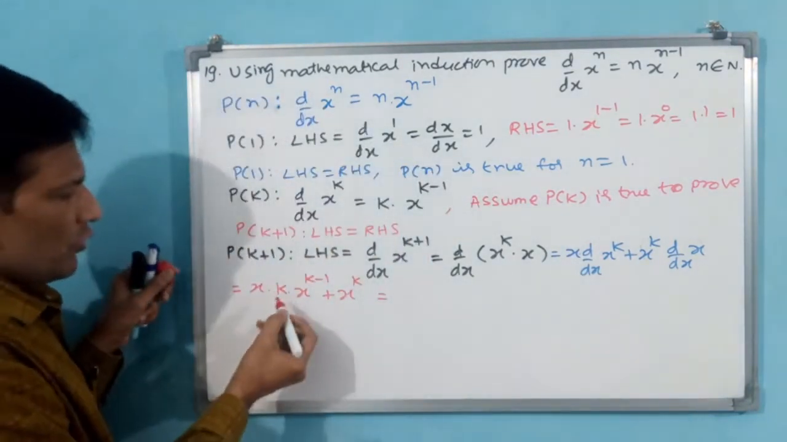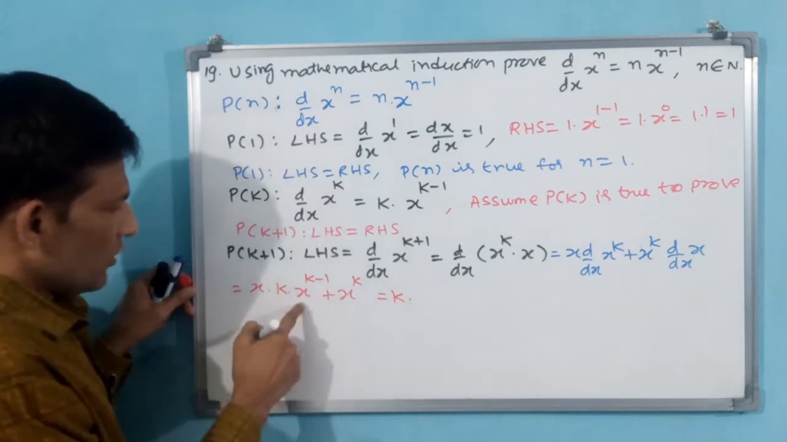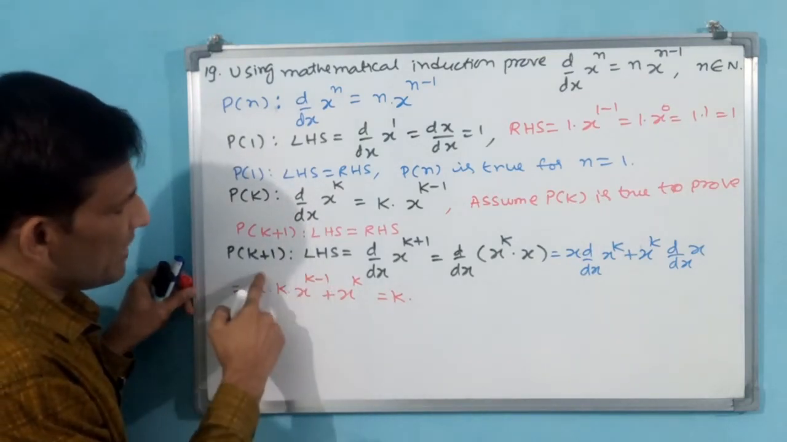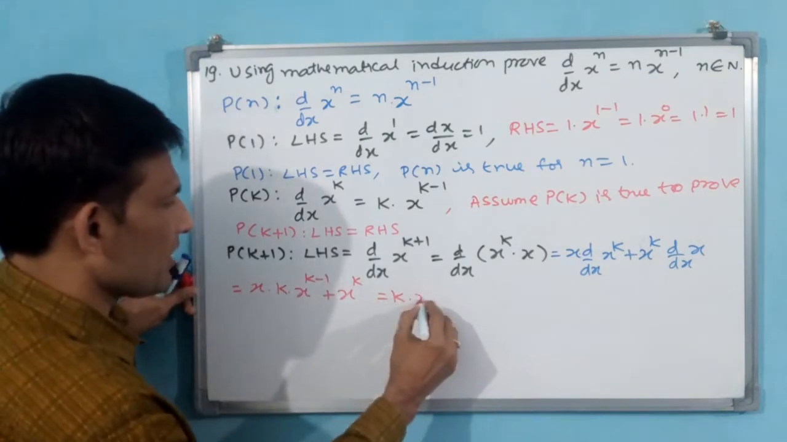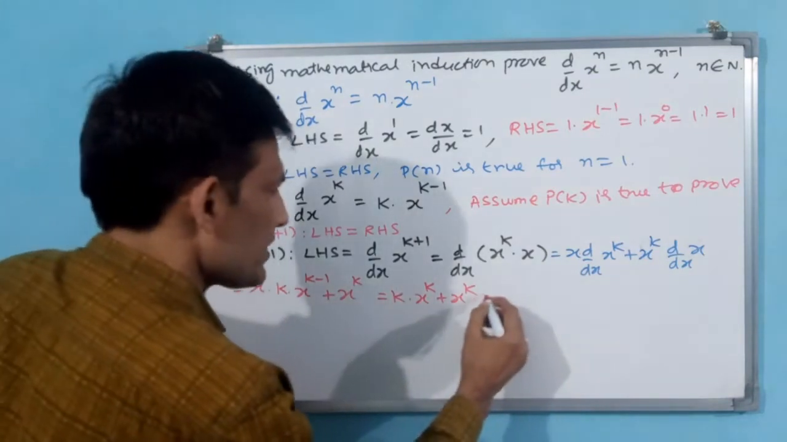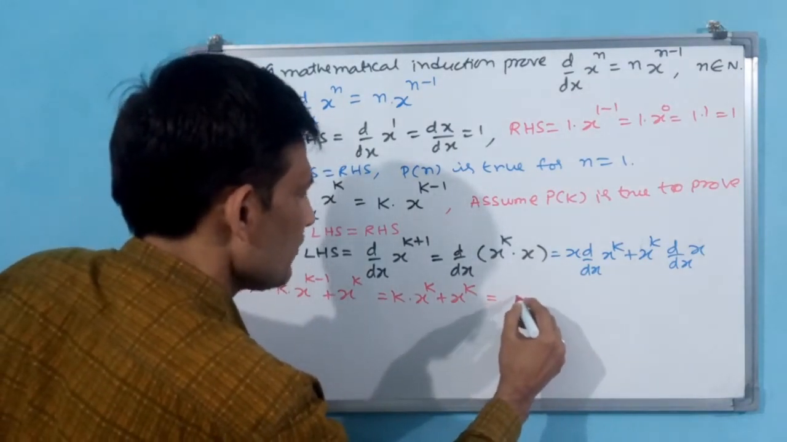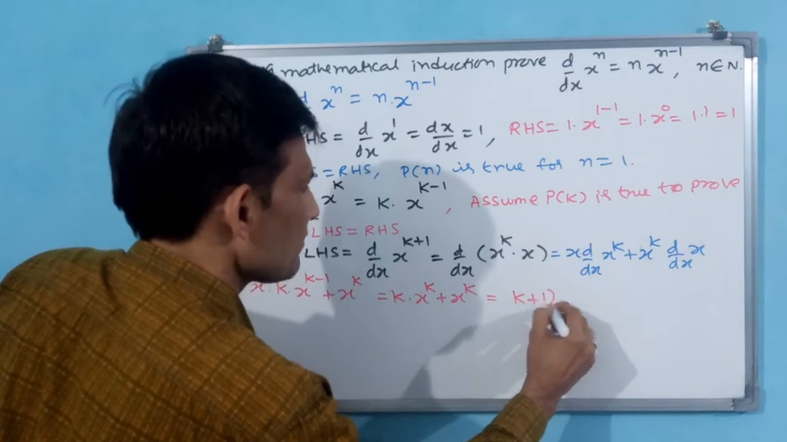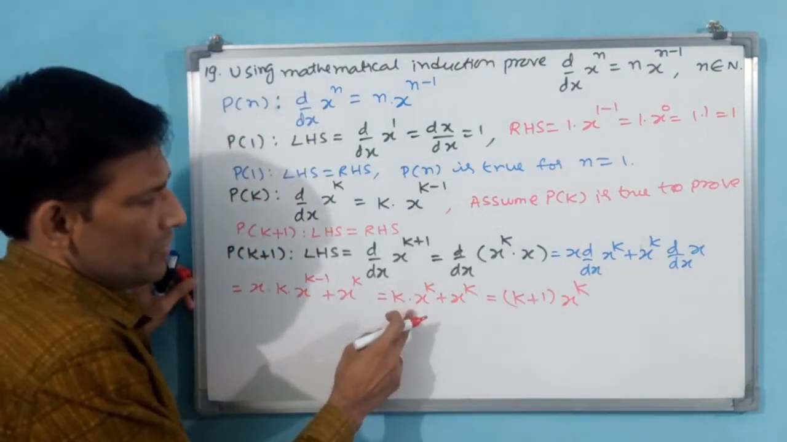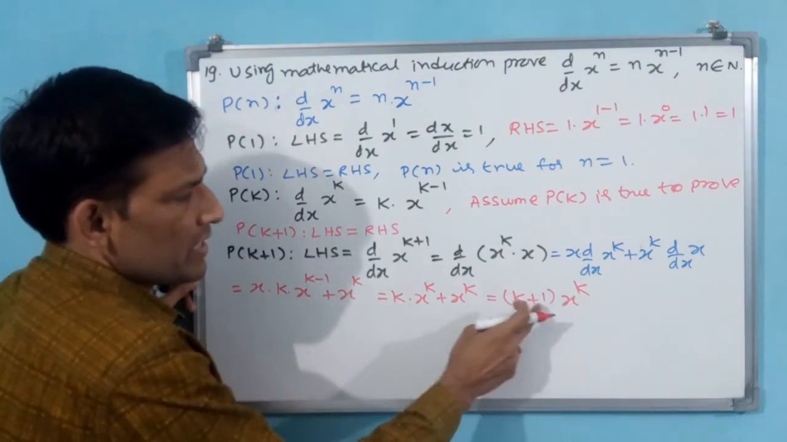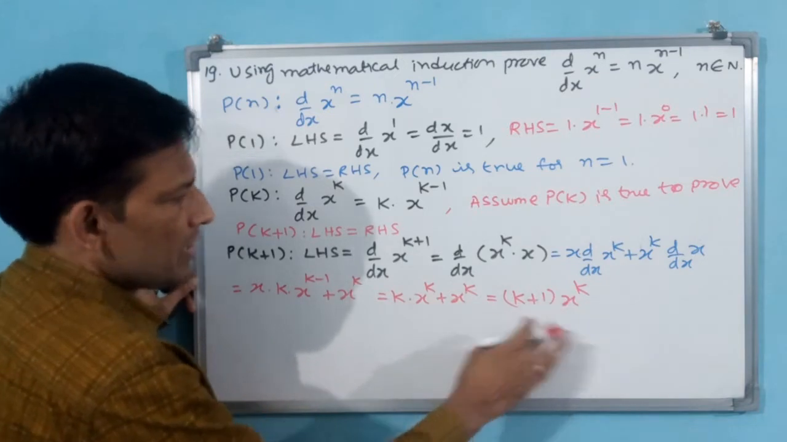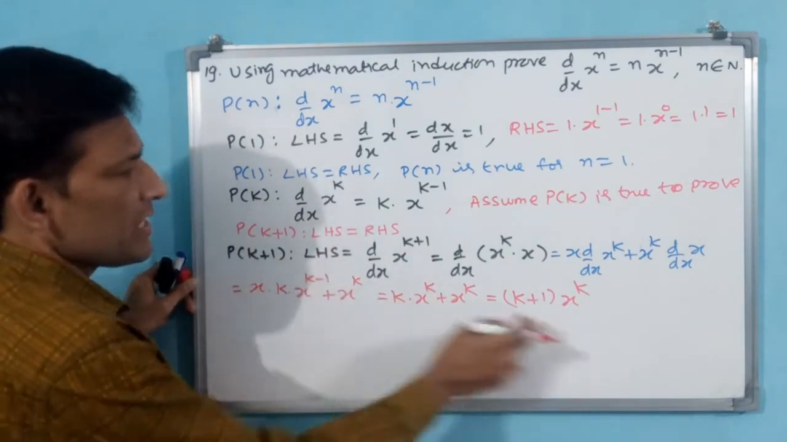You see here, you take k common and multiply x into x power k minus 1. Here x power 1 is there, minus 1 plus 1 gets cancelled, x power k will come, plus x power k. You can take x power k common. If you take x power k common, k plus 1 will become and x power k will come. Is it okay? First you see, k into x power k plus x power k. See, this is p of k plus 1 LHS.